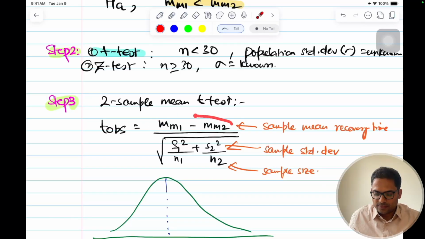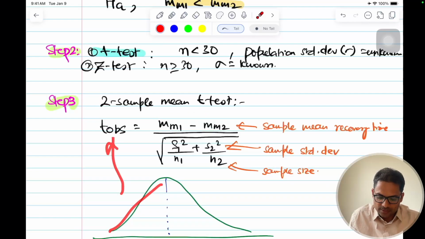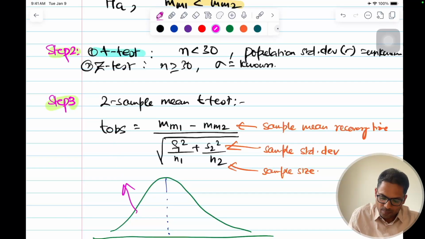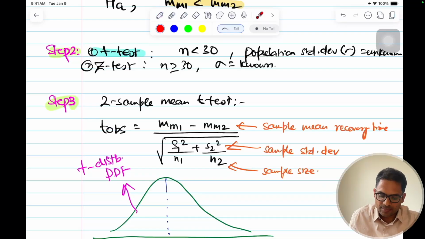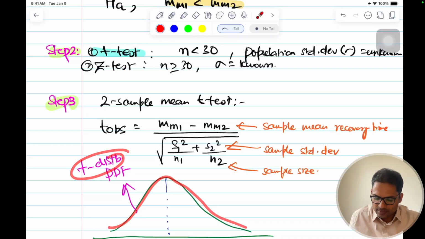This is the distribution of this test statistic, t observed. This is the PDF of the t test, or t distribution, sorry. It also has degrees of freedom, etc. I'll not discuss that now, that is there in the other video. So it is the PDF of the t distribution, and this is mu.